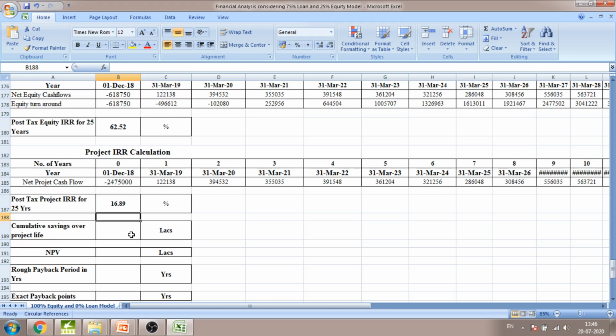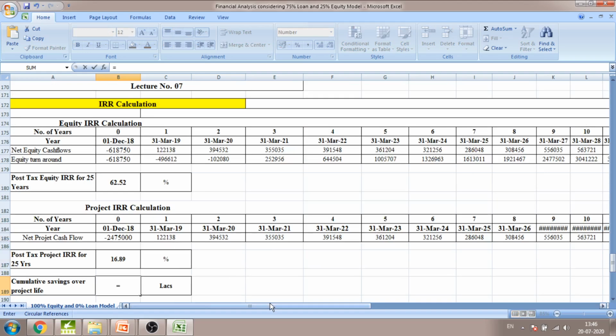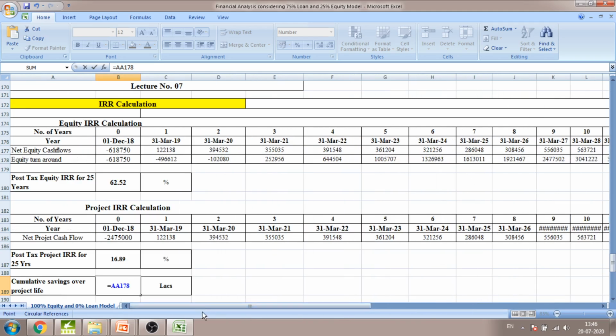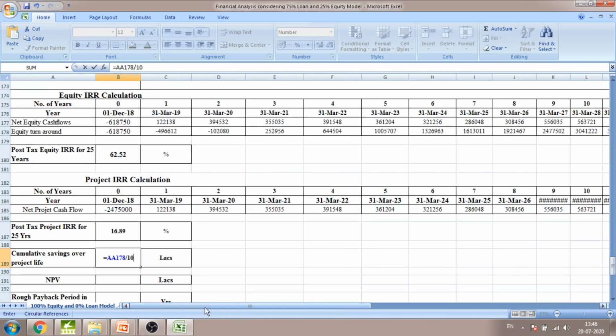Cumulative saving over the project lifespan is nothing but the equity turnaround of the project that we have calculated up to the end of the 25th year, divided by 1 lakh. We divide by 1 lakh so that we get a single-digit calculation. So here we are getting the cumulative saving over the project life as 123.58 lakh rupees.